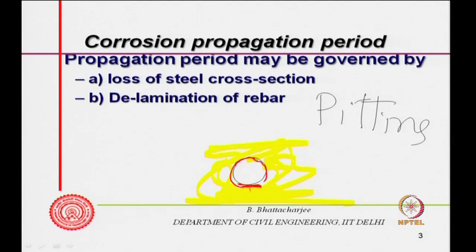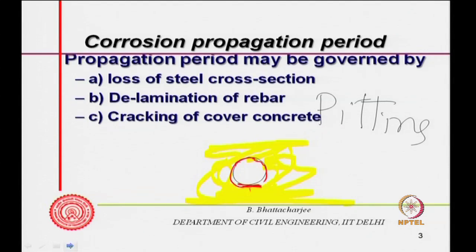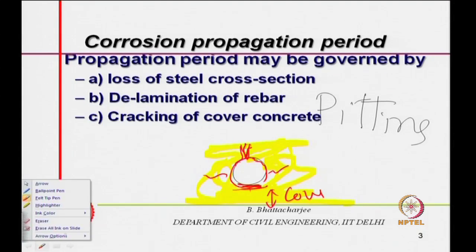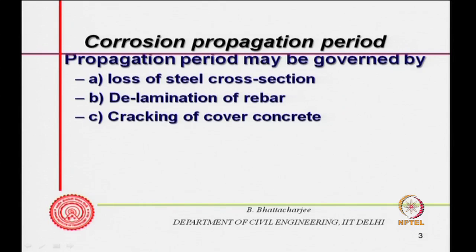That could be a second scenario, and the third scenario is cracking of cover concrete. This is quite common, although delamination occurs in the case of slab. There could be cracks of this form, as we have seen earlier, and then there could be delamination of the cover. If this is the cover, this might fall off completely. So, these are three different cases, and let us see what empirical models are available for this.